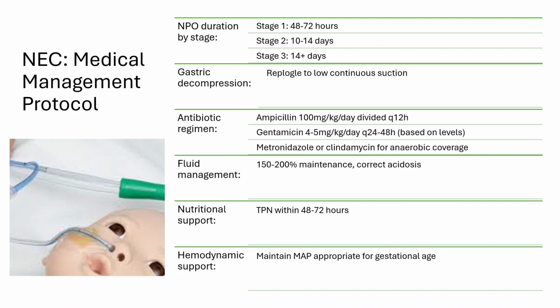Early TPN within 48 to 72 hours prevents nutritional depletion during prolonged NPO periods. These critically ill infants have increased metabolic demands while receiving no enteral nutrition. TPN provides essential calories, protein, and micronutrients needed for healing and growth. Hemodynamic support maintains adequate perfusion pressure to promote intestinal healing. Poor perfusion worsens ischemic injury and impairs the body's ability to fight infection and heal damaged tissue.